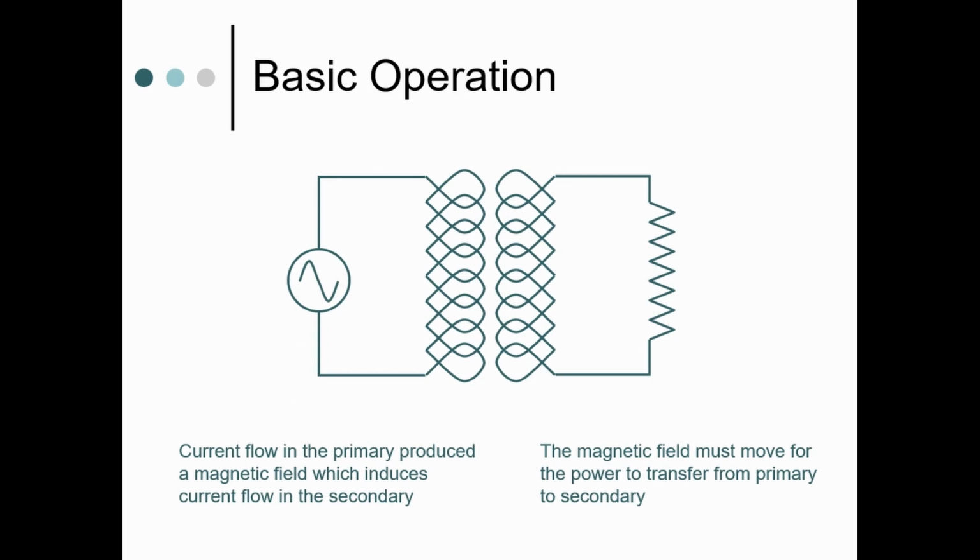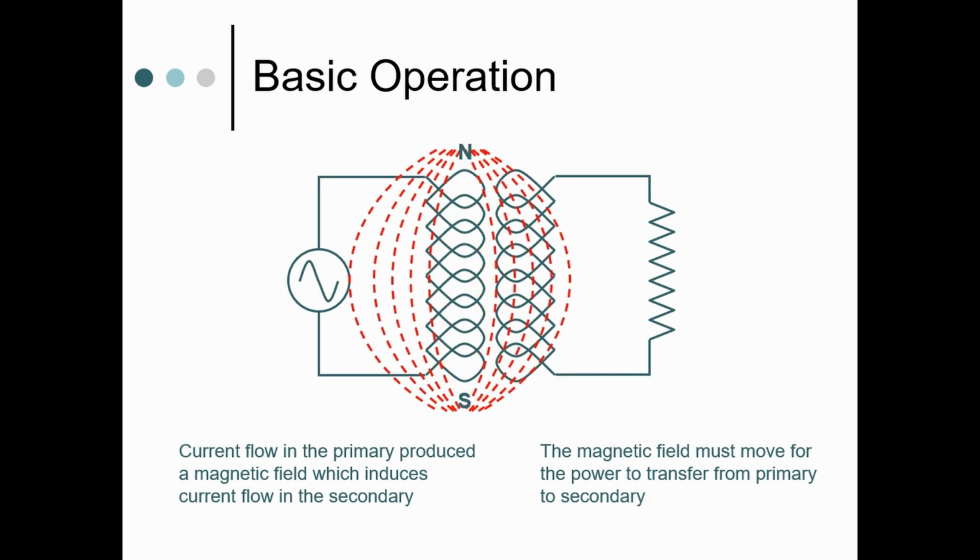Here is a basic transformer circuit. The primary is on the left, the secondary on the right. A transformer has no moving parts. Movement of the magnetic field is caused by the AC fluctuation of voltage on the primary side of the transformer. See, as the voltage increases on the primary side of the transformer, the magnetic field expands, moving across the secondary coils, inducing a current flow in the secondary.